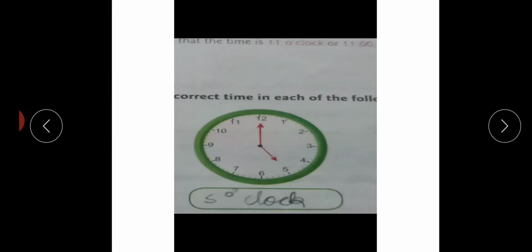Next one, the minute hand is at 12 and the hour hand is at 5, so we read it as 5 o'clock. So you can complete the exercise as I have given in the assignment. I have written all the answers in the assignment. You can see them from the assignment, or you can understand and do it by yourself.